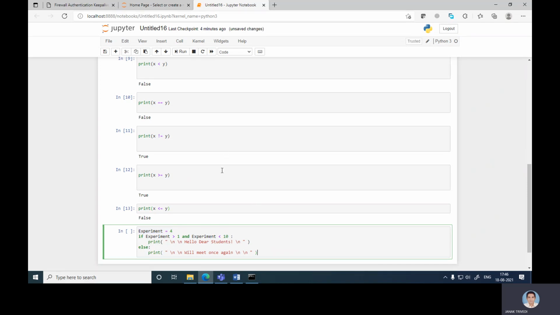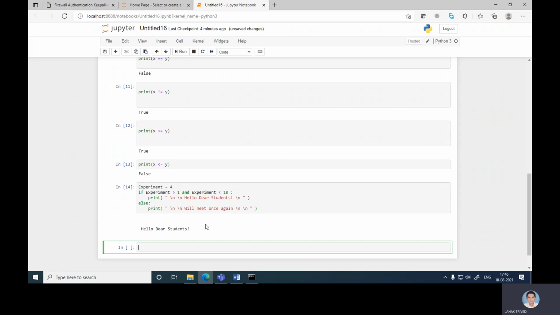Okay, so now run this. So hello dear student, because the first and condition is satisfied. Experiment greater than 1? Yes, it is 4. Less than 10? Yes, because 4 is less than 10. Okay, hope you understood. Right.